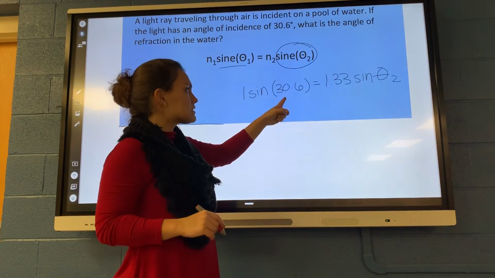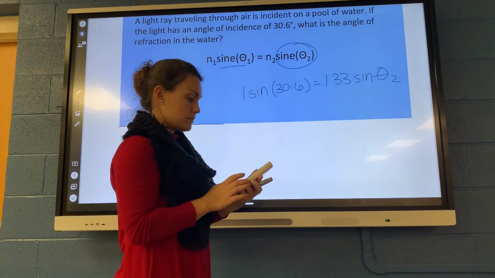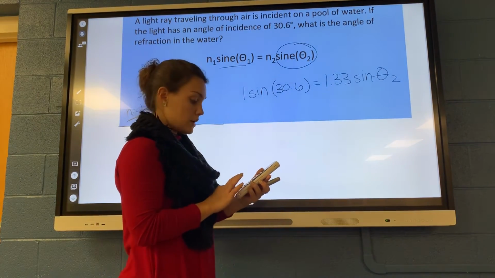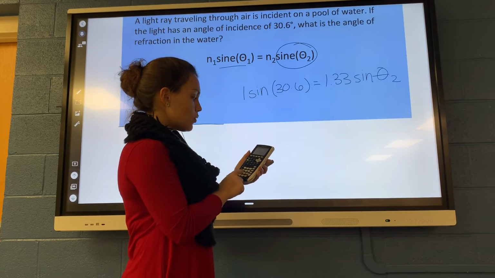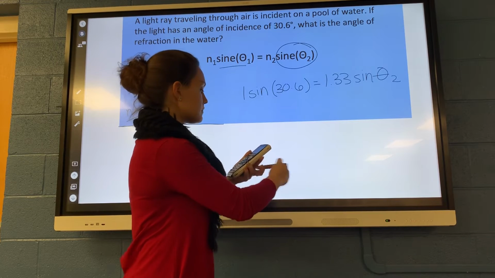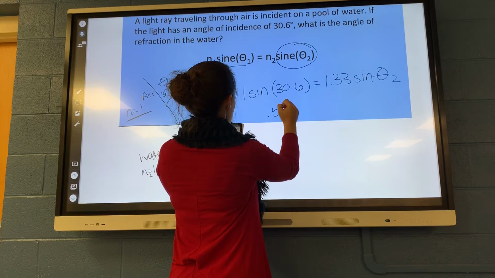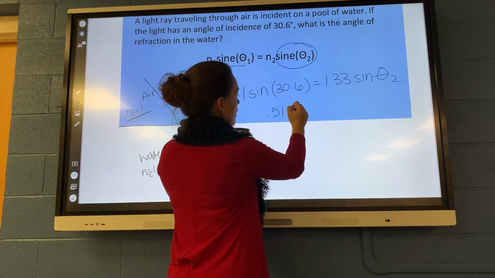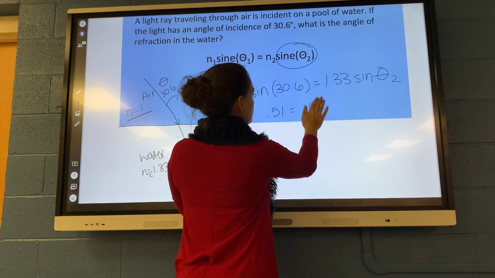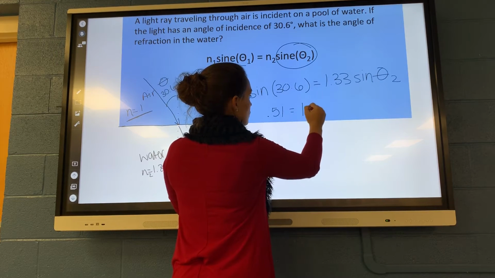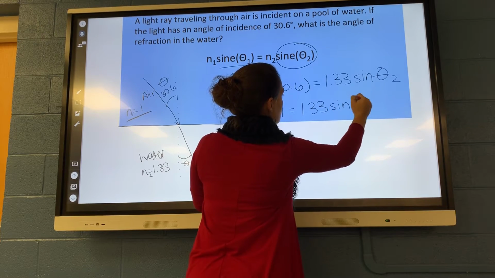So 1 times the sine of 30.6. Go ahead and type that into your calculator. 1 times the sine of 30.6 equals 0.51. All right, and that equals 1.33 sine of angle 2.